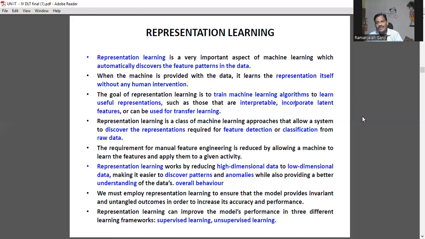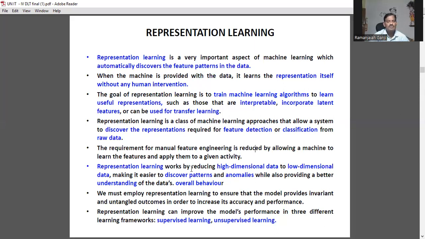First you need to collect the data, detect it, classify it, and then predict or classify. When you have raw data, our target is to produce our representation in terms of feature detection or classification. The requirement for manual feature engineering is reduced by allowing a machine to learn the features and apply them to a given activity. As I told you in the previous point, whenever we have raw data, without human intervention, without human support, a machine is going to perform its activity.